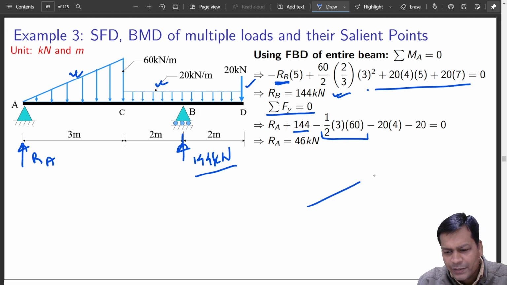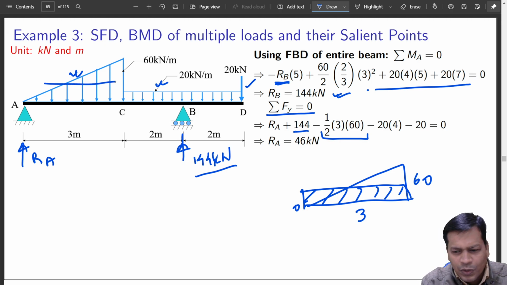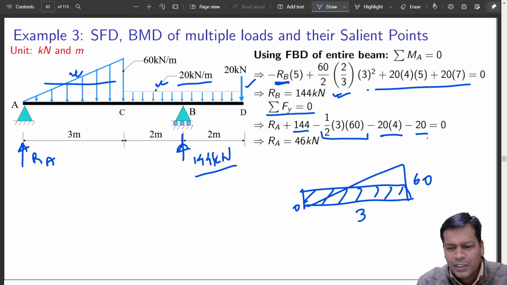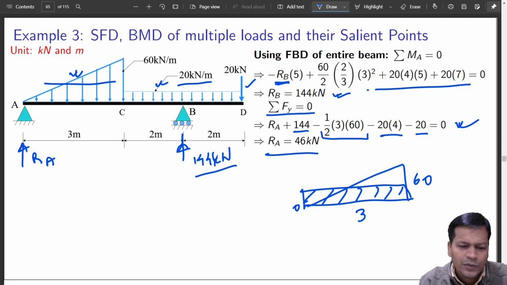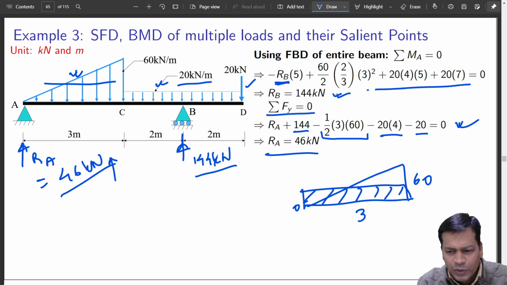Again, the triangle load is 60 at this end and 0 at the other. So the mean loading is 0 plus 60 by 2, and the uniformly distributed load into the span of 3 gives 60 by 2 into 3. This is the total load acting downward, plus 20 into 4 for the uniformly distributed load, and 20 kilonewton. Got it? If I solve this, I get RA equal to 46 kilonewton, acting upwards. So this too is quite clear.